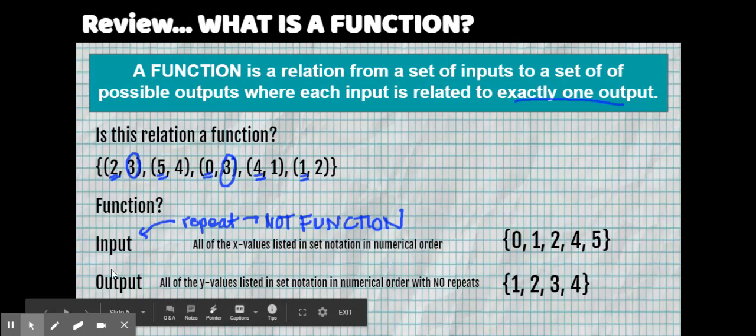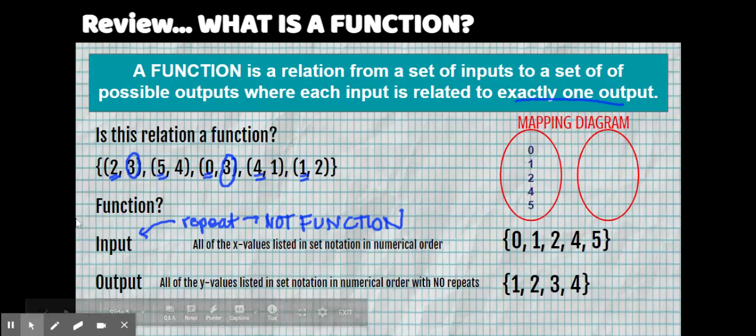Now, once we have listed our input and output values, we move on to a different type of drawing that was called our mapping diagram. In that mapping diagram, it's made up of 2 ovals. The left oval contains our input values vertically in numerical order. Our right oval represents our output values vertically in numerical order. It really helps by listing your input and output first from your relation in numerical order, so your mapping diagram is a little bit easier to create.